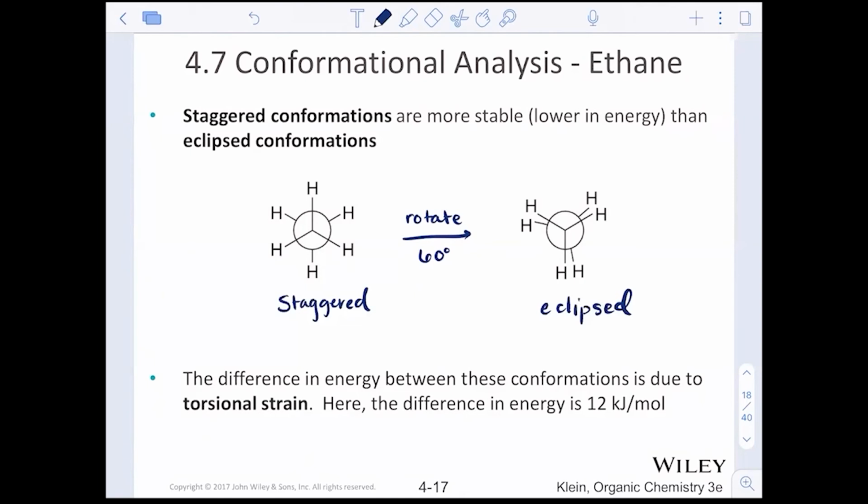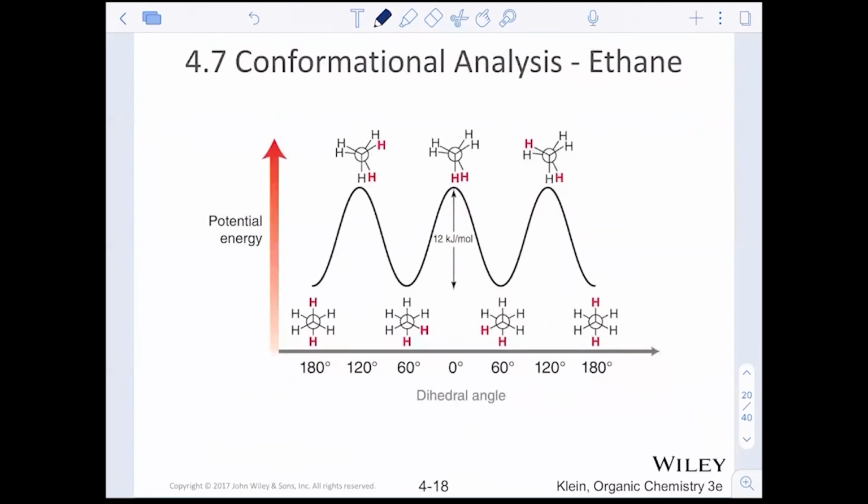So when we go from staggered to eclipsed, there is a difference in energy of 12 kilojoules per mole. And so we can look at that difference in energy and start to plot out the energy diagram of rotating. Now notice that we're starting here with the hydrogens on opposite sides. And as we start to rotate the front carbon 60 degrees, we go from staggered up to eclipsed, 12 kilojoules higher in energy. And then we'll rotate again back down to staggered.